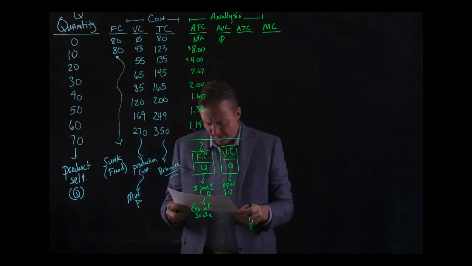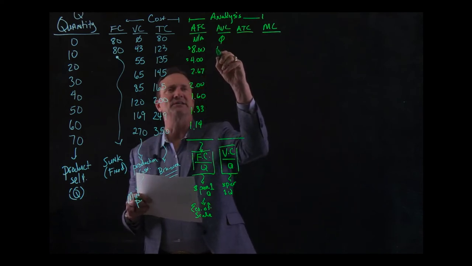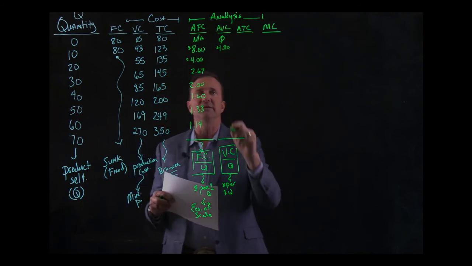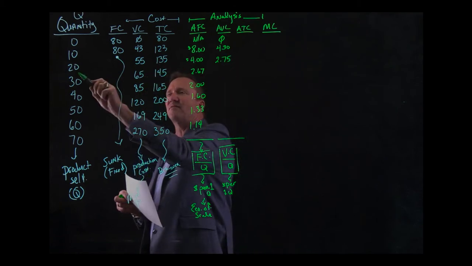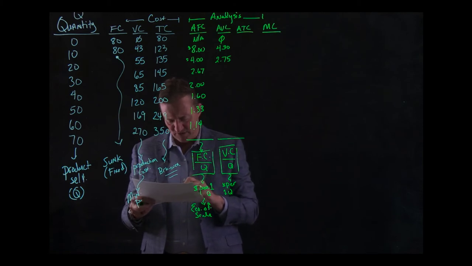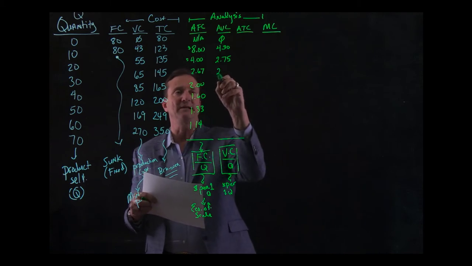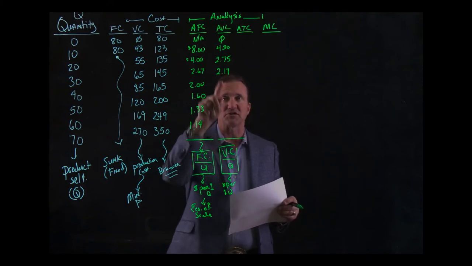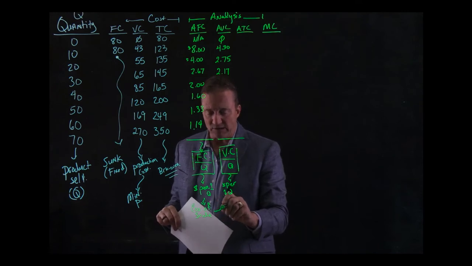That's our average. But as you move through here, average variable cost does start to change, and it's going to be $4.30. As we move through, it's going to be $2.75. So I'm taking my 55 divided by my 20. The next one as I move through my average variable is going to be $2.17. And so notice, what is variable cost doing as we produce more and more? It's falling as well. That's also a little bit of economies of scale.